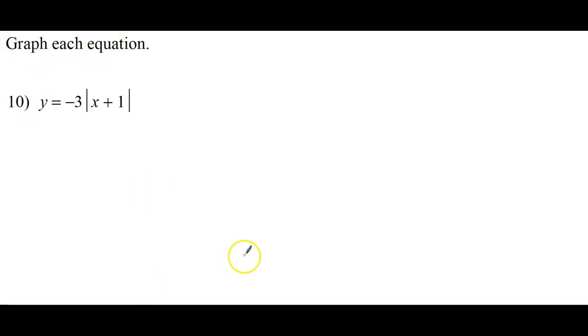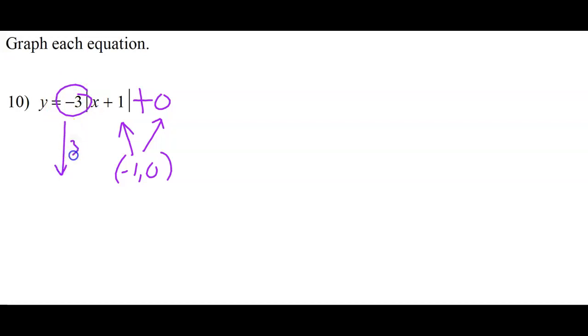Here's number 10. So on number 10, we're just missing our k value, so that would mean it's a 0. My vertex is going to be negative 1, 0, because we changed the sign of the h, so it's going to be a negative 1 instead of a positive 1. K is just 0. And then my slope here is negative 3, so I'm going to be going down 3, and then left and right 1.